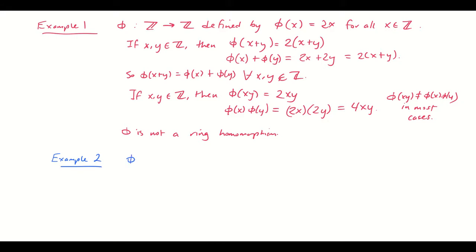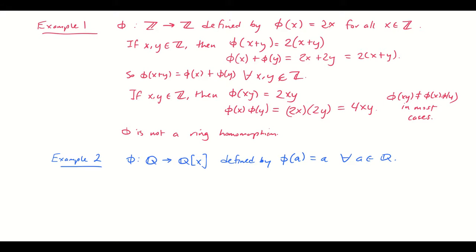Let's define a function phi from the rationals to the polynomial ring on the rationals. We're going to define this by phi of a equals a for all a in the rationals. I was tempted to use x there, but we're not going to use x because we're already using x to represent our indeterminate, or our variable, in the polynomial ring.